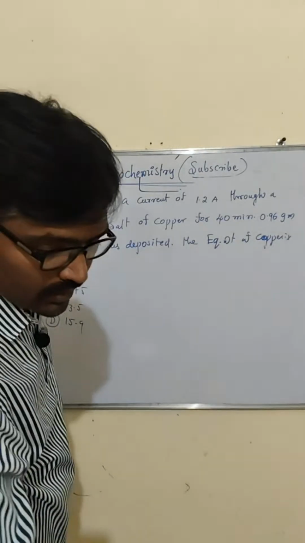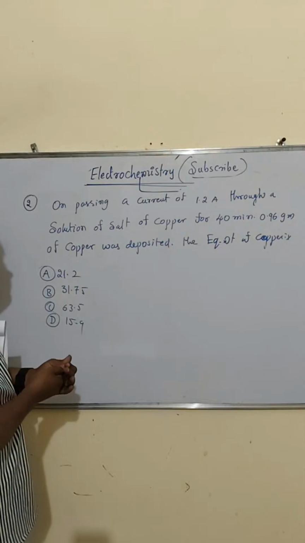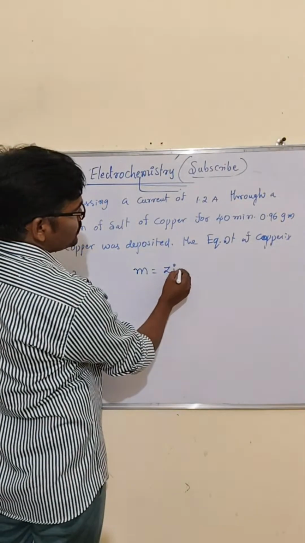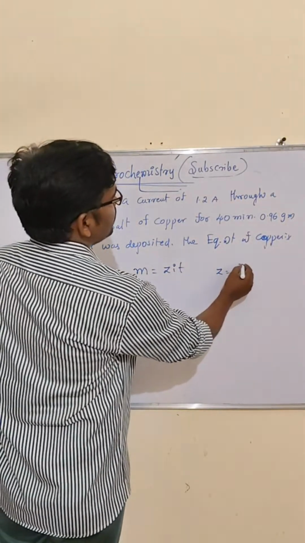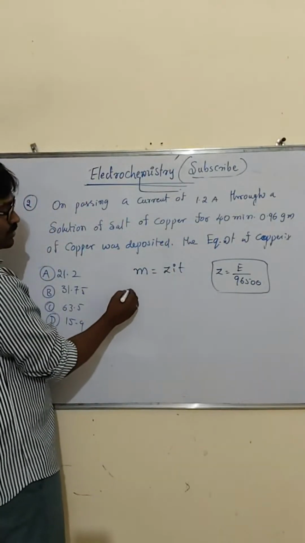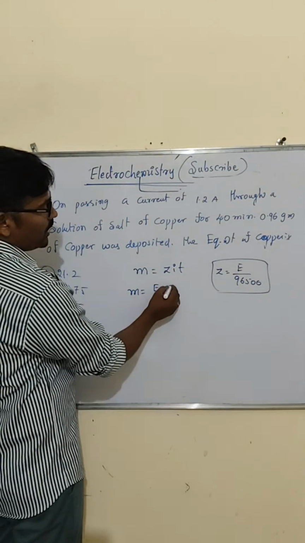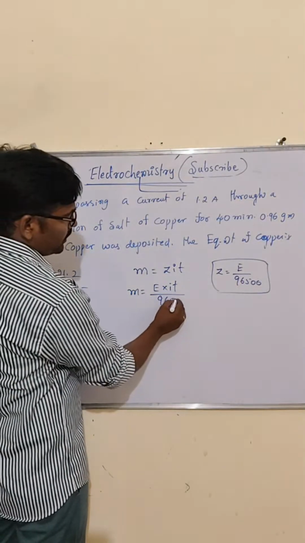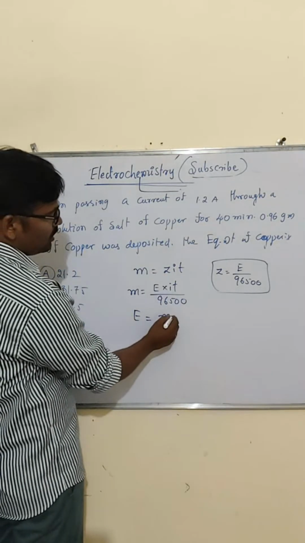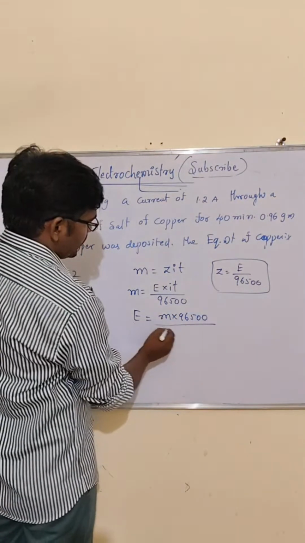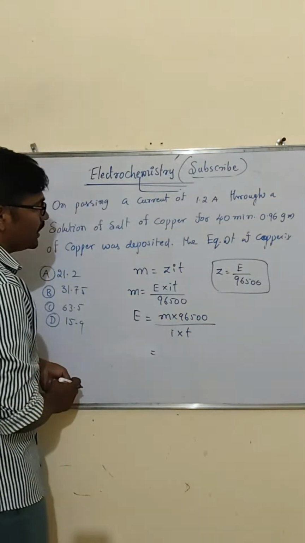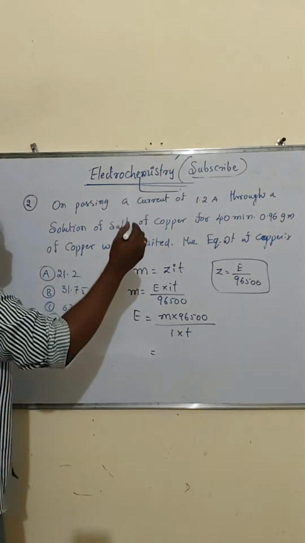Yes, hello, I understand. So find out the equivalent weight. I told you that mass equals Z into I into T. So Z is nothing but equivalent weight divided by 96,500 coulombs. This is the formula. In the place of Z we can substitute that. Mass equals equivalent weight into I into T divided by 96,500 coulombs, right? So to find the equivalent weight, equivalent weight equals mass into 96,500 divided by I into T. Then substitute all the things. Then what is the mass of the substance? 0.96 grams.